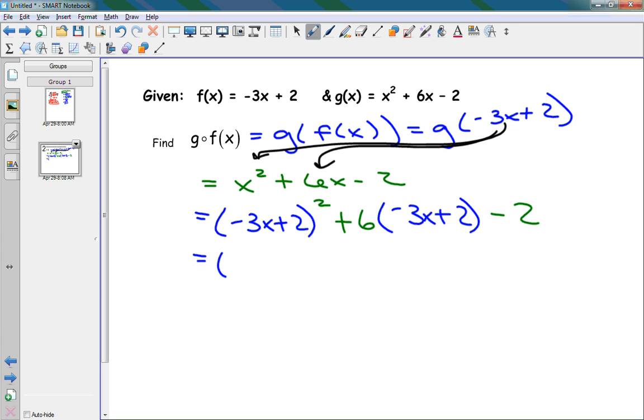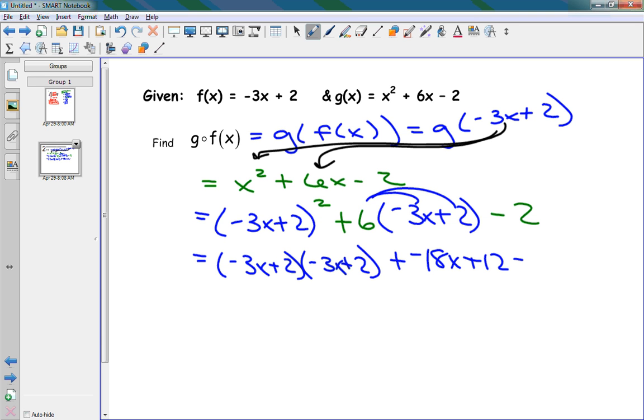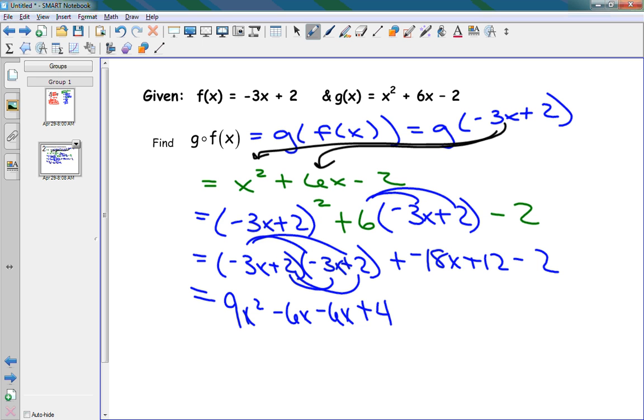Simplify means write this down 2 times. And then distribute that. And then what do I do with those 2 parentheses? FOIL that. That gives me positive 9x squared minus 6x plus 4 minus 18x. What's 12 take away 2? 10. Now what do I do with all that?